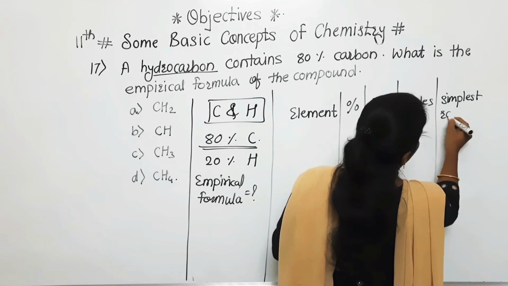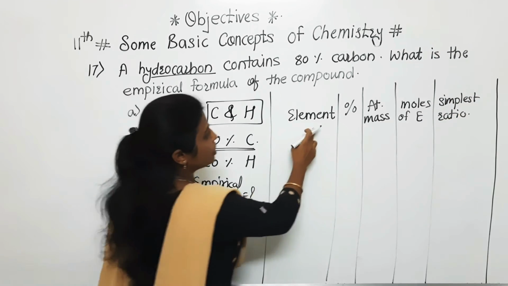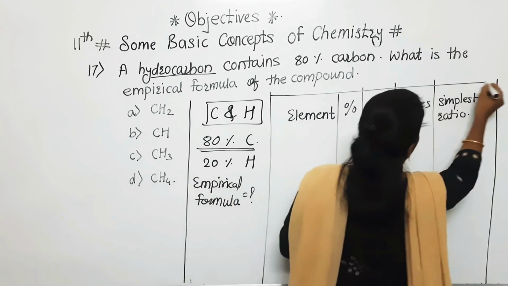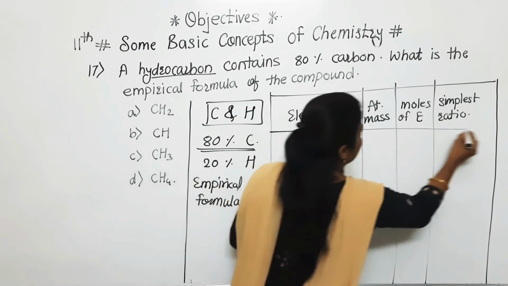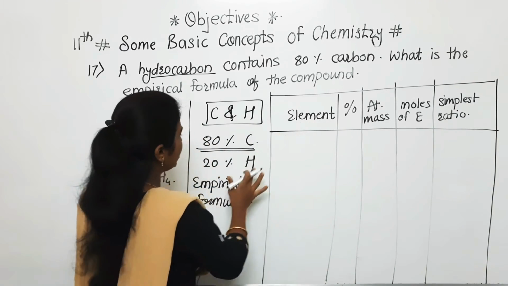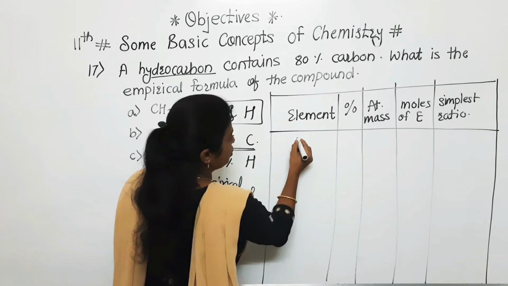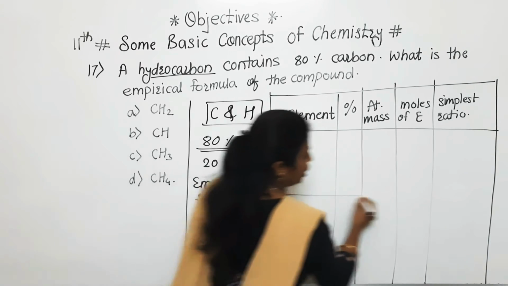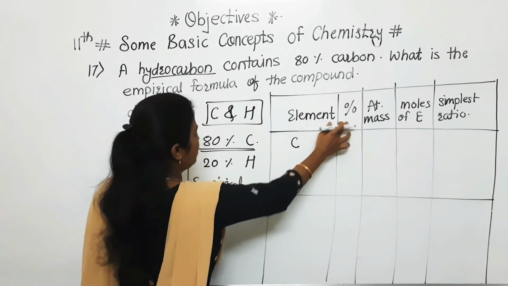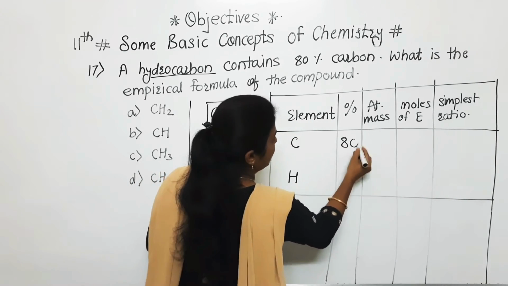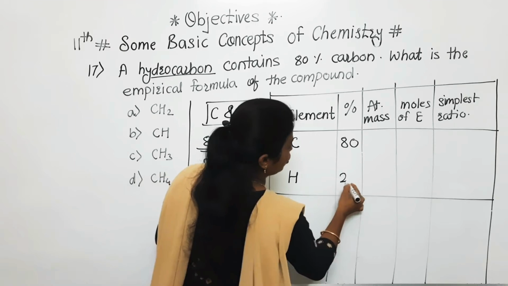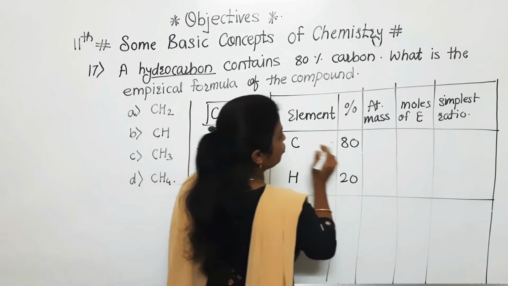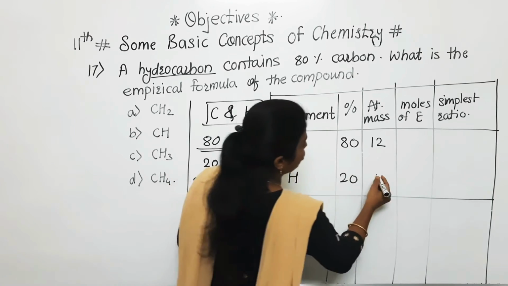So we are going to complete the table of element, atomic mass, percentage, moles of the element. The elements included in that hydrocarbon are carbon first and hydrogen second. So the first column is completed. The percentage of carbon is 80, and of hydrogen is 20. The second column is also completed. Atomic mass: what is the mass number of carbon? That is 12. Of hydrogen, 1.